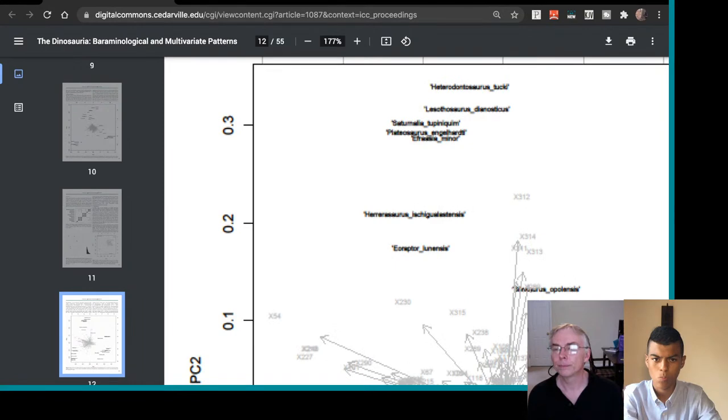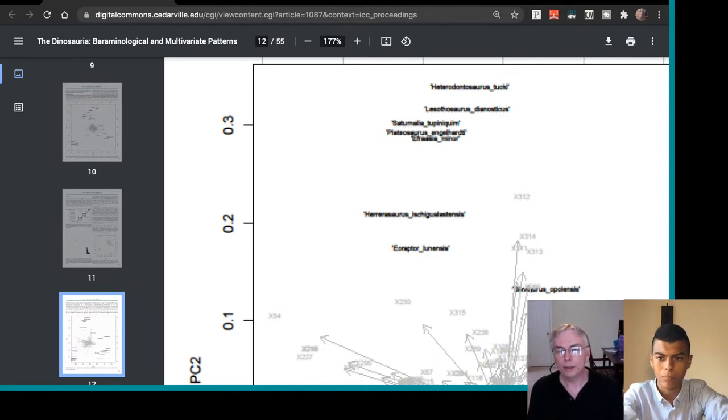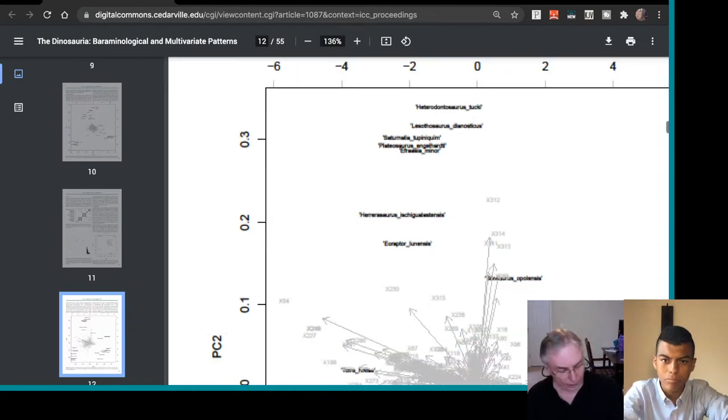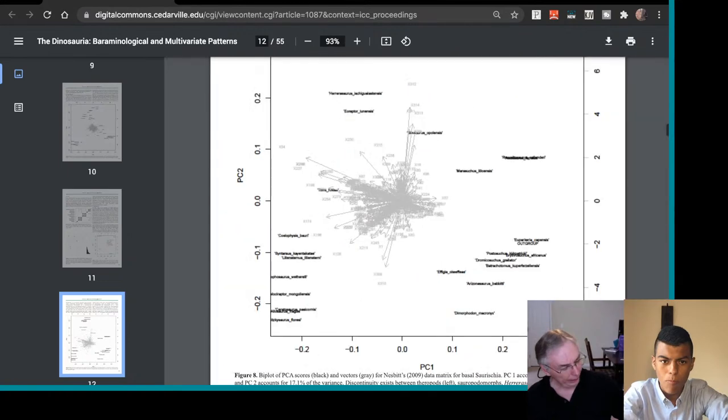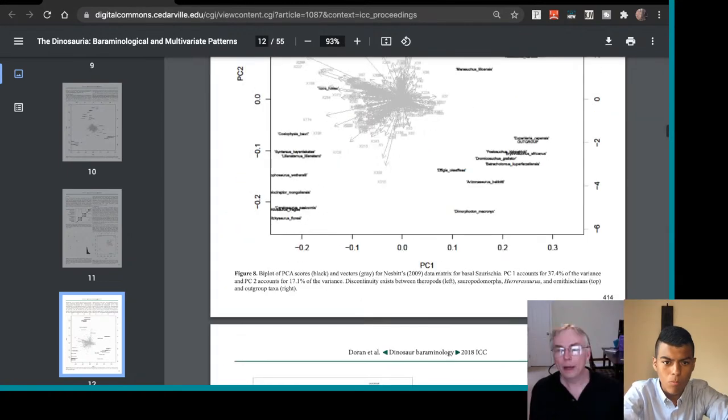So are Herrerasaurus and Eoraptor in their own group, or are they separated from each other? Are they separated from Ornithischia? That's a good question. What we need to do for that is look at the third axis. If you go to figure 9, we can take that view.